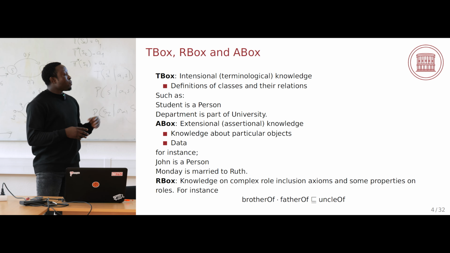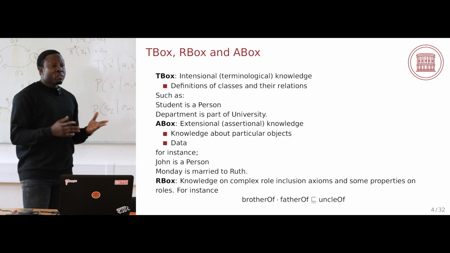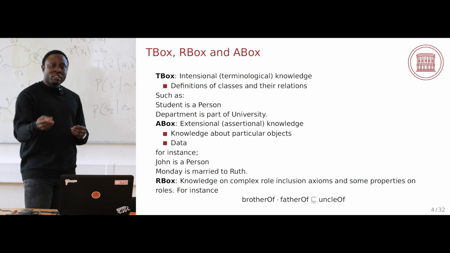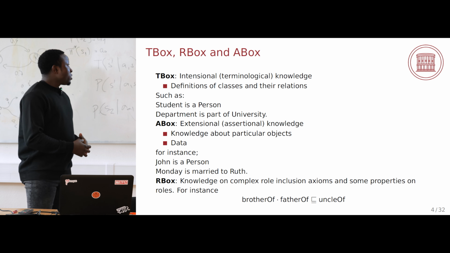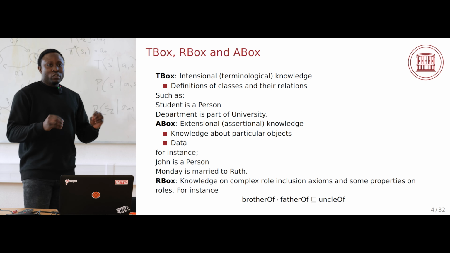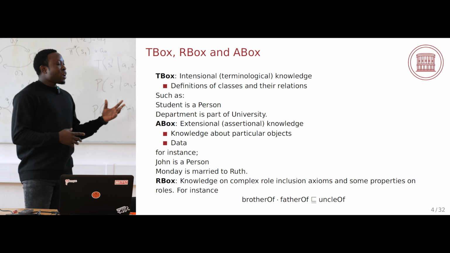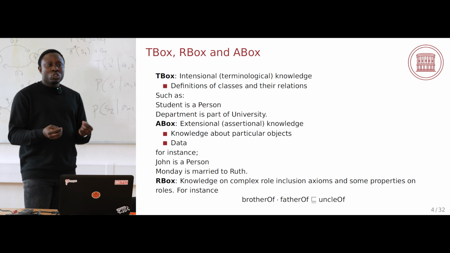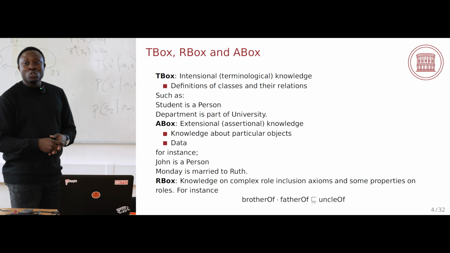And then the A box is more of the extensional knowledge, which is like the assertion. For example, John is a person, which is an instance, an assertional knowledge that we are talking about. Or Monday is married to Ruth, which is also assertional knowledge for the A box. And the R box is more of complex relationships that exist in this knowledge base.